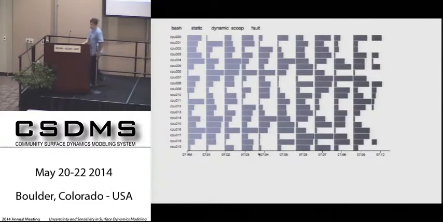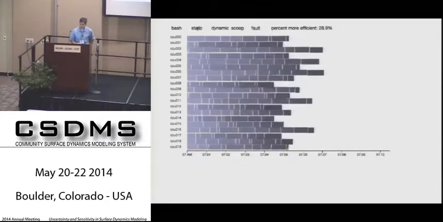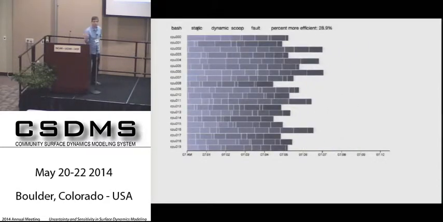And so let's do a static schedule. This is code I generated on 20 cores. And so here's a static schedule where everybody gets exactly the same number of jobs, 10 jobs in this case.